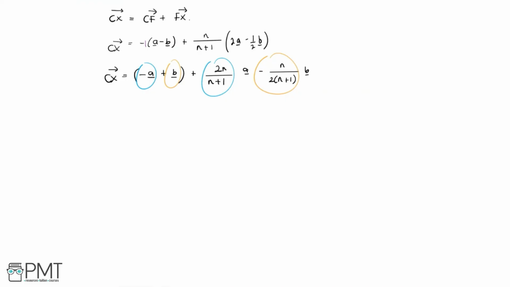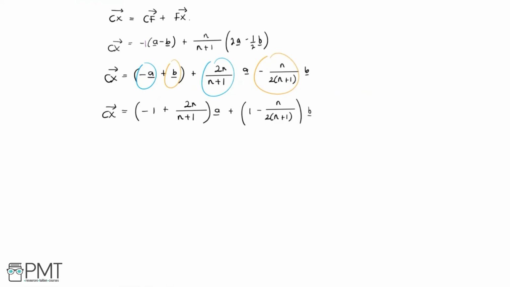Well, minus a plus 2n over n plus 1 a can become minus 1 plus 2n over n plus 1, all multiplied by a. Now looking at the orange circles, b minus n over 2 lots of n plus 1 b can be simplified into 1 minus n over 2 lots of n plus 1, all multiplied by b. Now we need to add these fractions, and when we add fractions, remember that we need a common denominator. Now let's first start by looking at the terms of a. We need to do minus 1 plus 2n over n plus 1. We need to express minus 1 with a denominator of n plus 1.